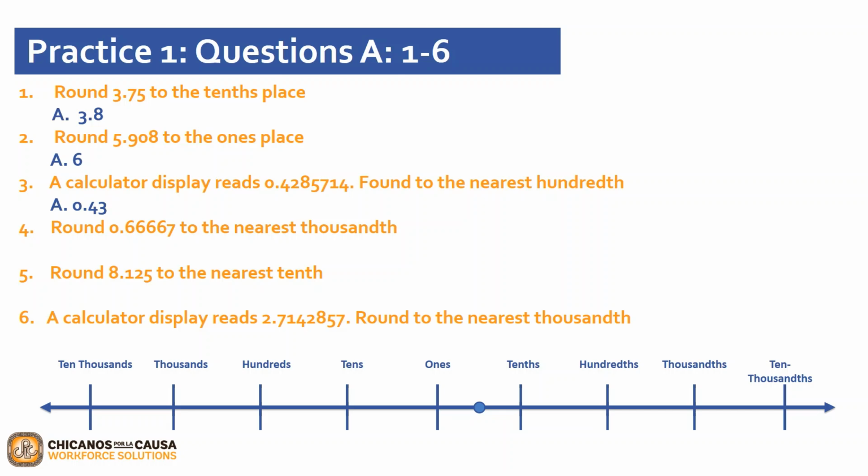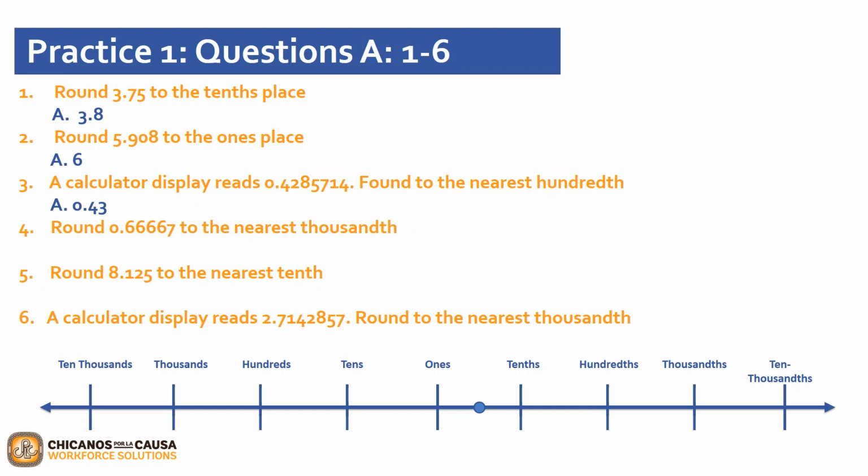All right, halfway there. Question 4. Round 0.66667 to the nearest thousandth. The thousandth spot is 3 places to the right of the decimal, which means that our final answer is going to read as number, decimal, number, number, number.